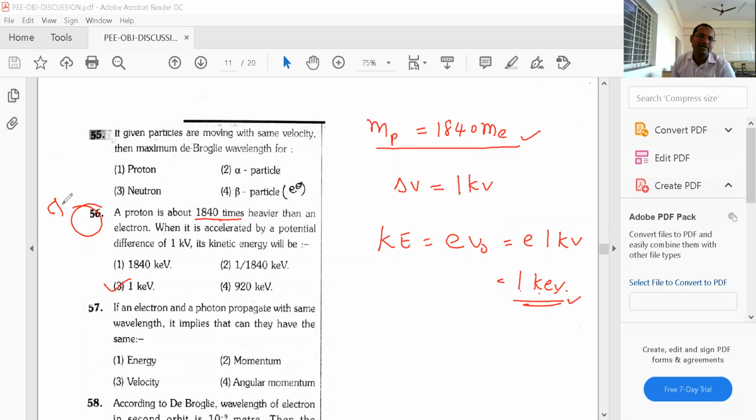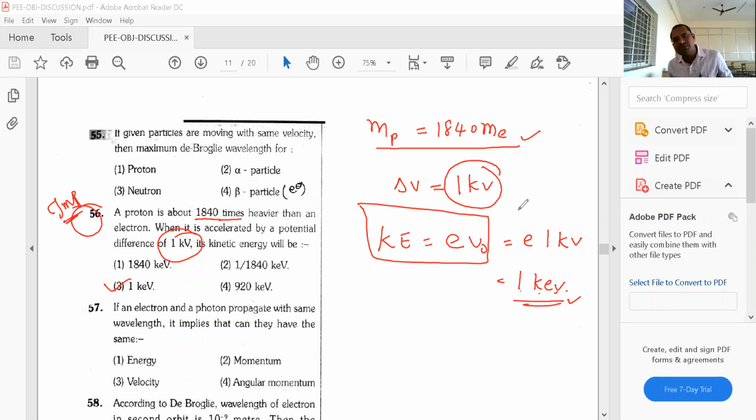Important, it may confuse you. Potential difference 1 kilovolt is given. Then kinetic energy is equal to charge into potential difference. Potential difference is 1 kilovolt, multiply by the charge. You will get 1 kilovolt into electron charge, which is 1 kilo electron volt. Option 3 is the right answer. Don't misunderstand this type of questions, it may confuse you.